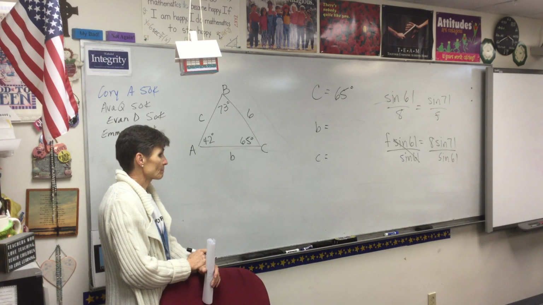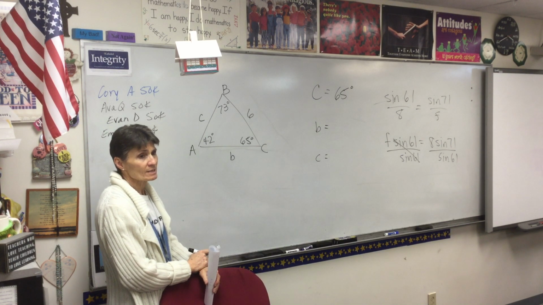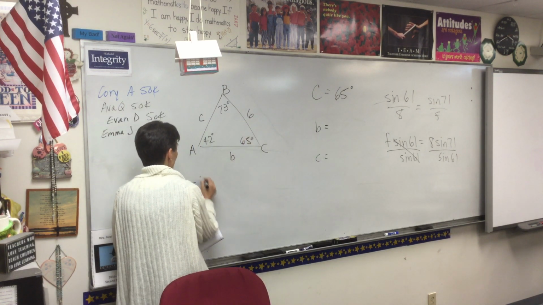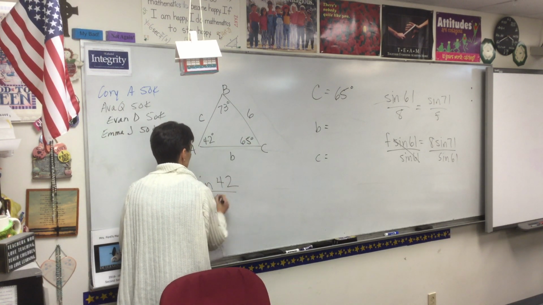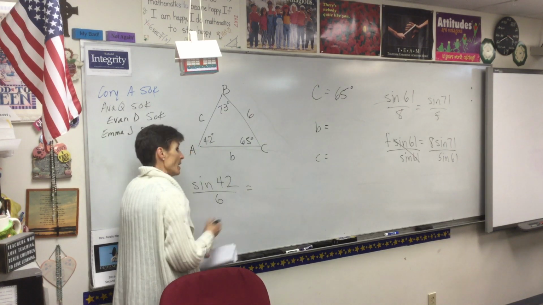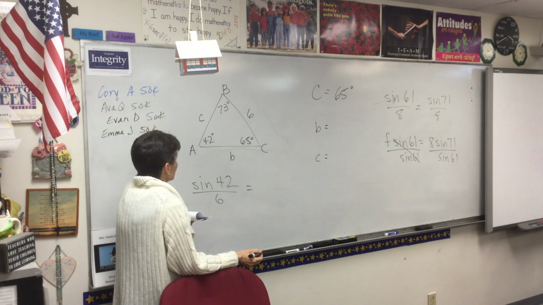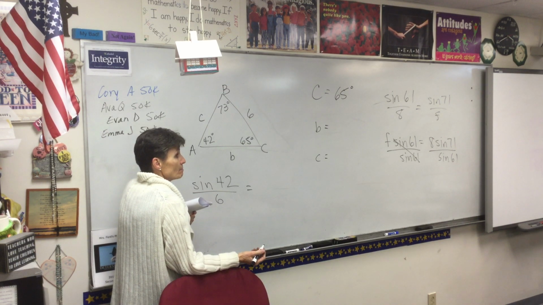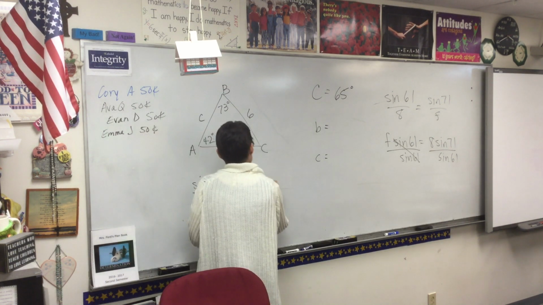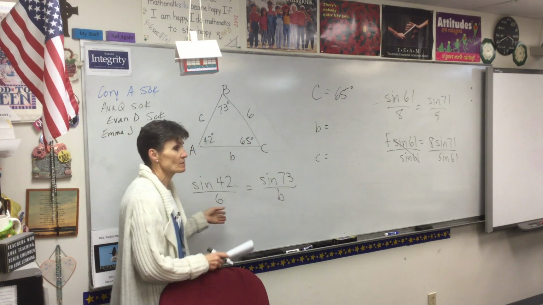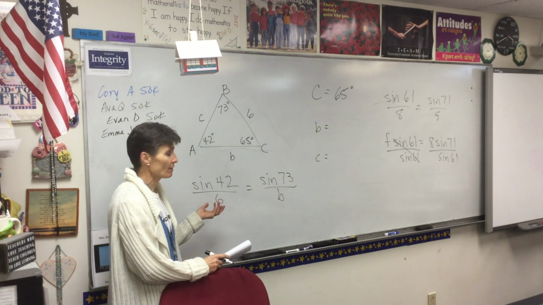Right? So now we're going to set up our law of sines, and we're going to use the 42 and the 6. So we're going to say sine 42 over 6. And then it doesn't matter, what do you want to say next? Equals what? Sine 73 over B. Remember, we have to do both of them. So the order we do them doesn't really matter.